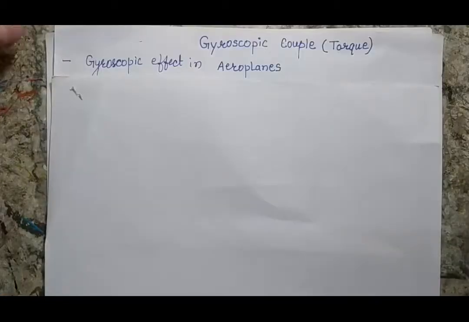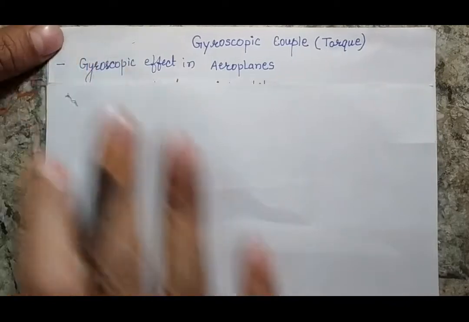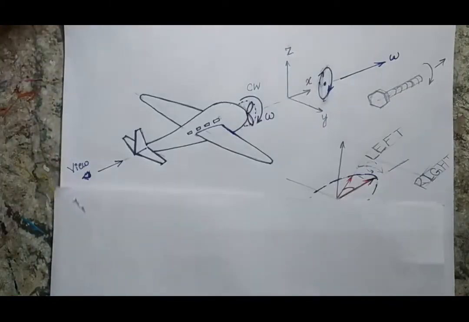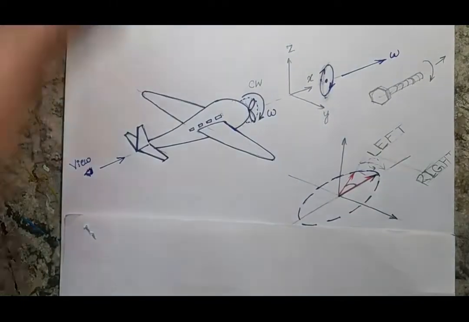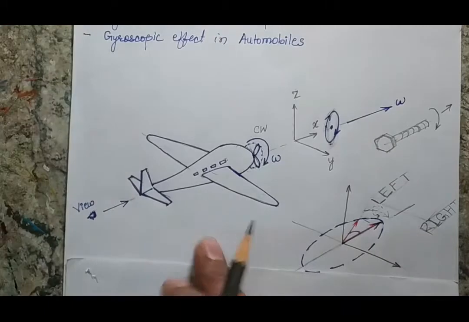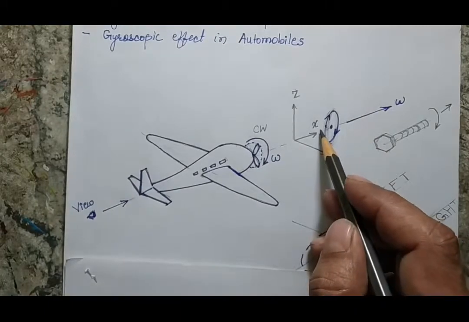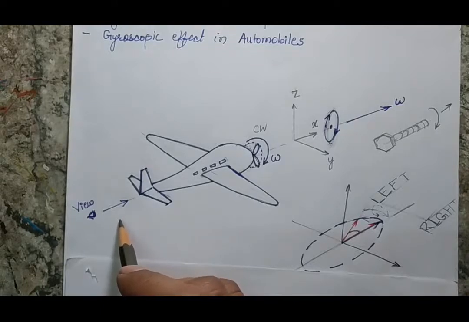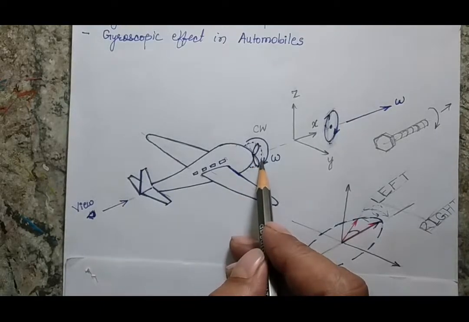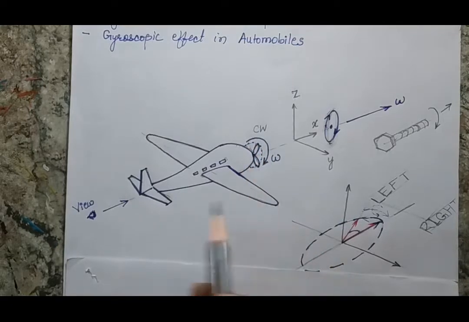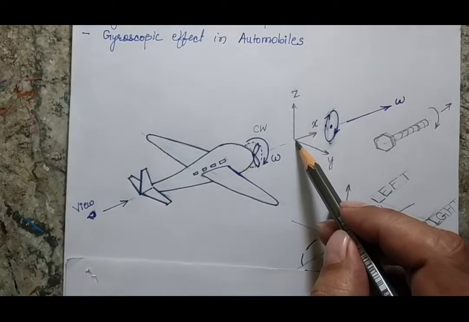Let us see the gyroscopic effect in the aeroplane. For that I am showing a picture of an aeroplane. Suppose this is an aeroplane and the aeroplane is going in the positive x direction. When I am looking from the back side of the aeroplane, I see that the rotor of the aeroplane is rotating in the clockwise sense. So this is my plane going in the positive x direction.